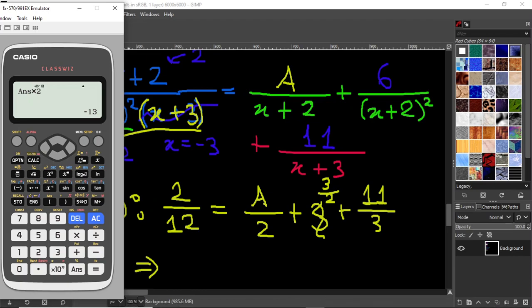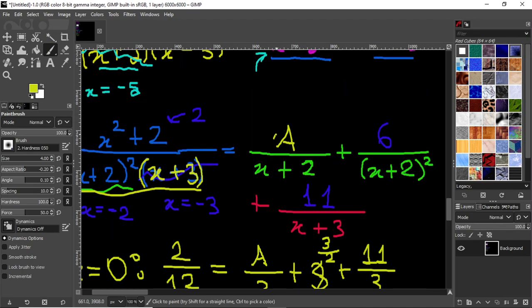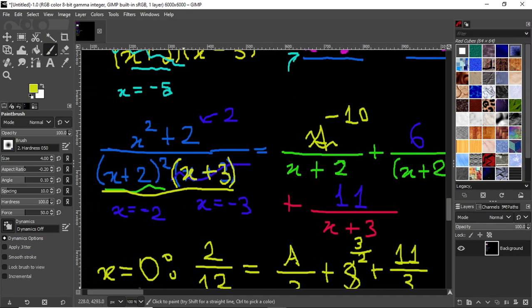Now I think we should get the correct answer. 1 by 6 minus 3 over 2 minus 11 over 3 equals minus 5. We multiply by 2, that gives us minus 10. Okay, so a is minus 10. So that gives me my last constant. We can just put minus 10 here. Voila, we have broken this down into partial fractions.